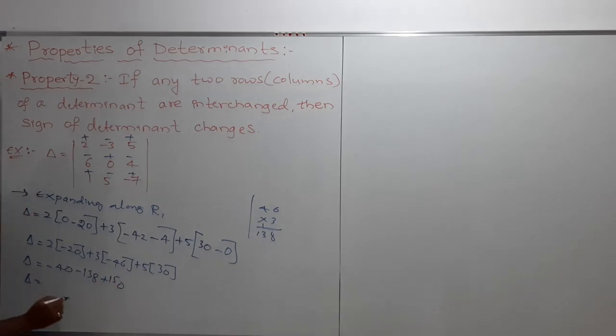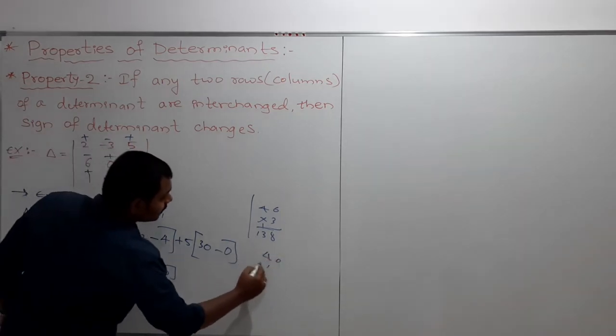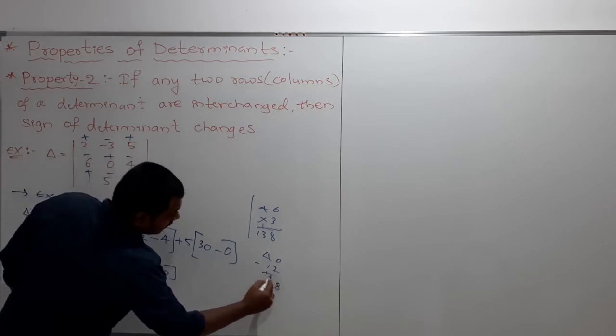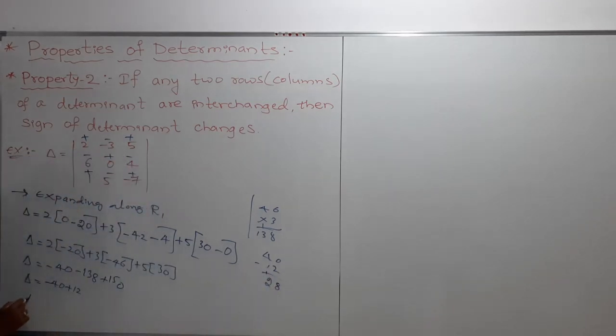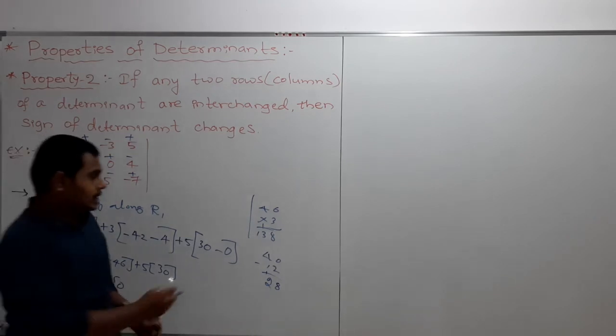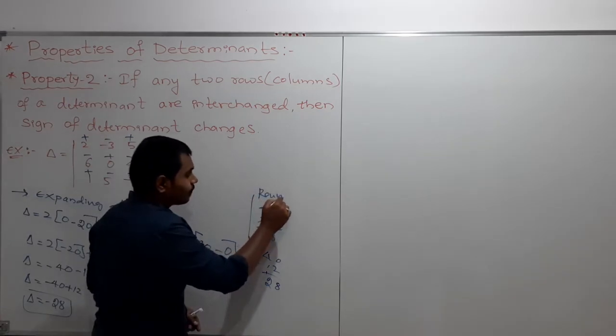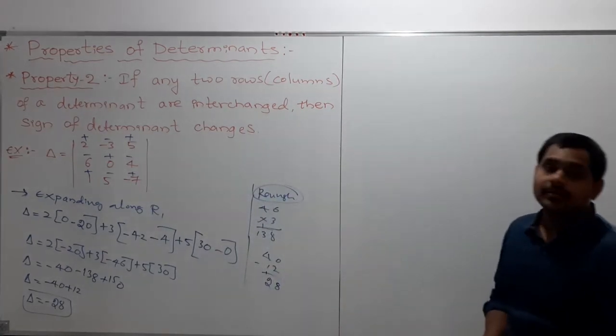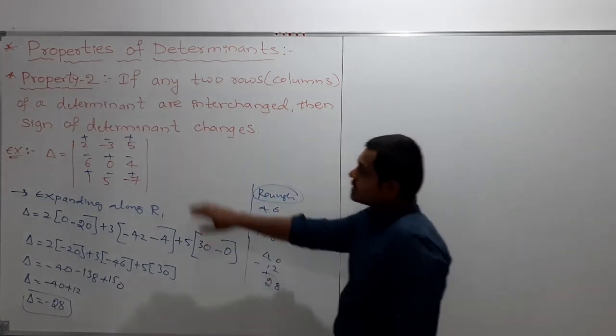Further if you simplify this, here it is 150 minus 138, which is 12. So minus 40 plus 12, and here it is 40 minus 12. Clear? So it is 28. Therefore delta is equal to minus 28, which is the determinant value of this. This is rough work, just tables. Clear? Multiplication I did. And next, my students, this is the one determinant I have.